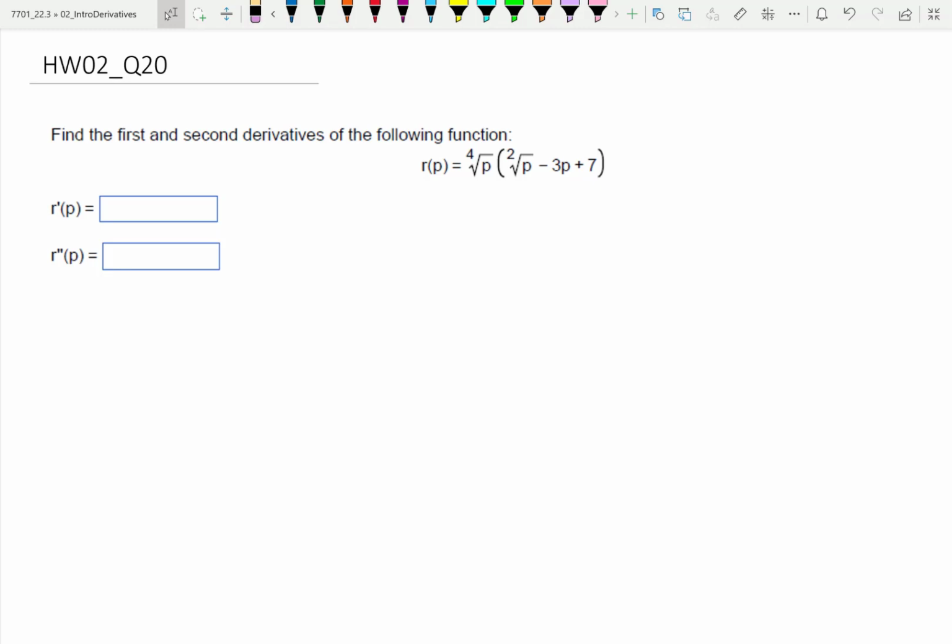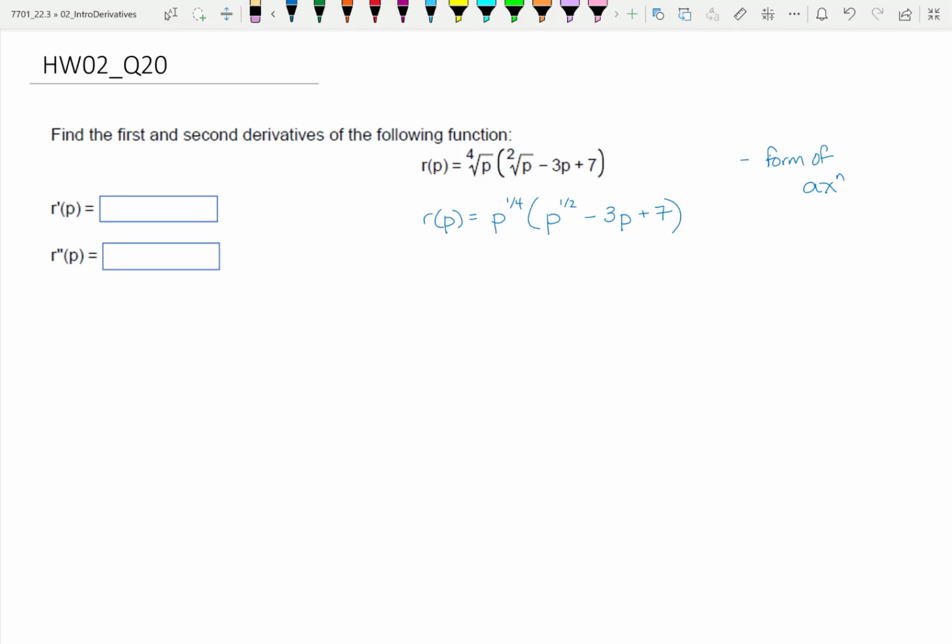Always, always, always, I first see if I can rewrite my function to take an easier form to do the derivatives. So we're going to look to see if we can get it in the form of ax to the power of n. And this is just my original function, no derivatives being done yet. So I have r of p is equal to, now I have this fourth root, so that's going to be p to the power of 1/4. And now I have in brackets this other term, so I have the second root, so that's p to the power of half, minus 3p plus 7.